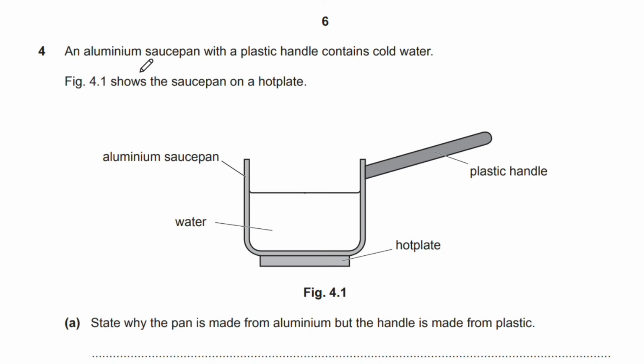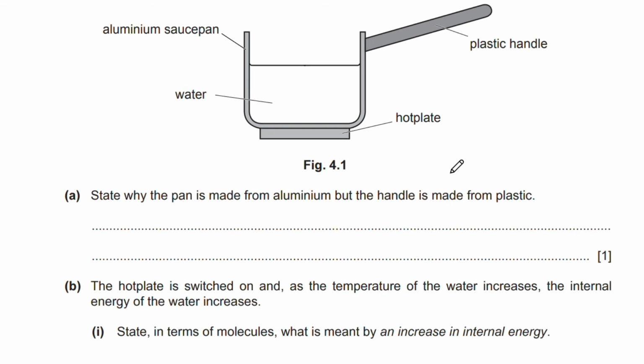An aluminum saucepan with a plastic handle contains cold water. Figure 4.1 shows the saucepan on a hot plate. As you see, aluminum saucepan, water, hot plate, plastic handle. State why the pan is made from aluminum but the handle is made from plastic. The pan is made from aluminum because it is to be kept on a hot plate. Aluminum is a good conductor so that it can conduct the heat from the hot plate to the water.